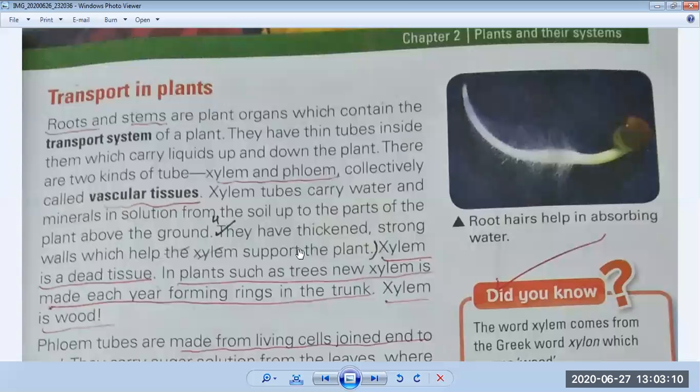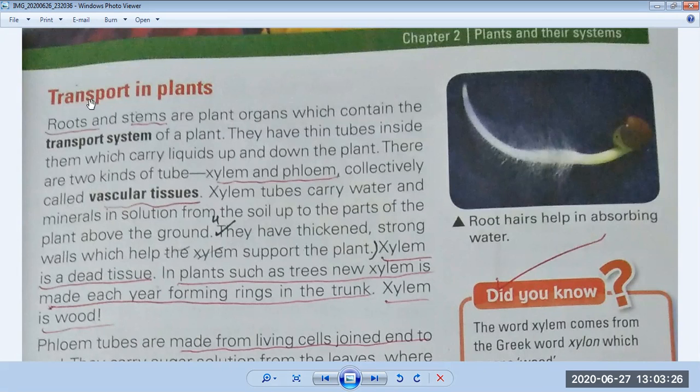We are doing chapter number 2, and today our topic is transport in plants. We will discuss today from page number 17 till page number 20. So your topic is transport in plants.